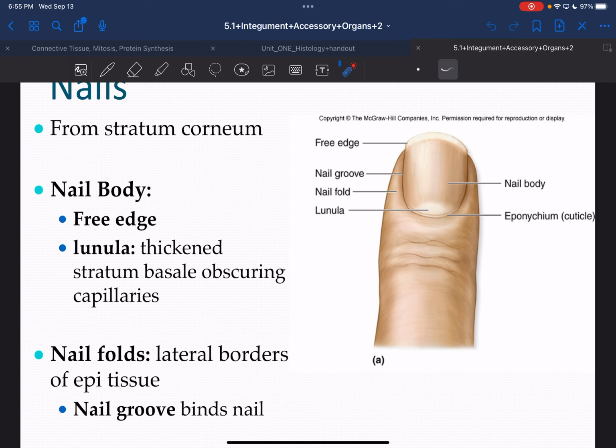And then finally, you'll see that the nail itself has an area with a very light color, to say, an absence of pigmentation really, and it's called the lunula. Lunula.